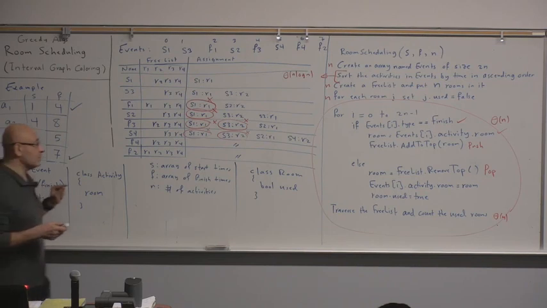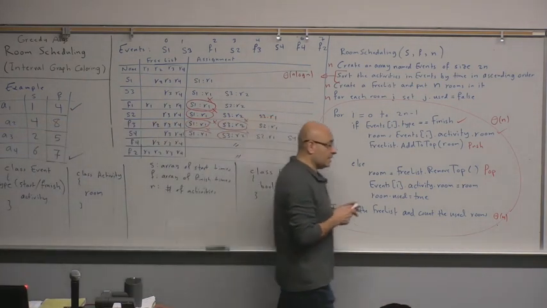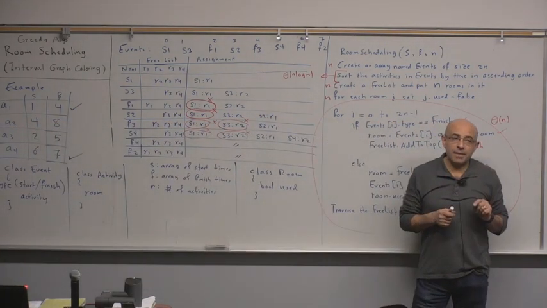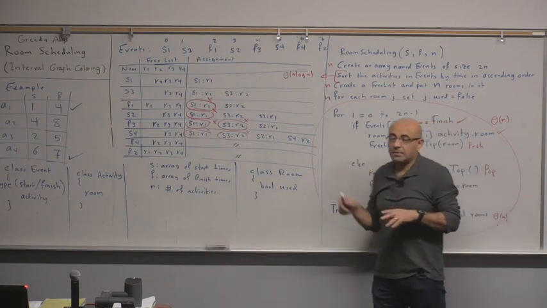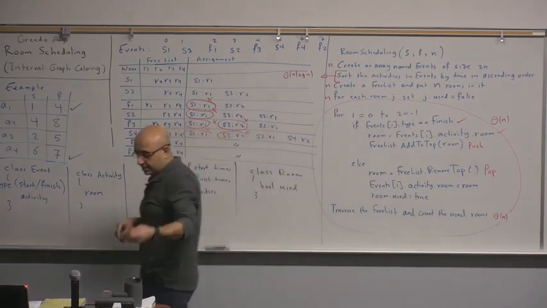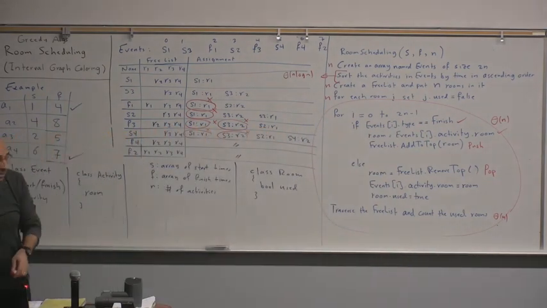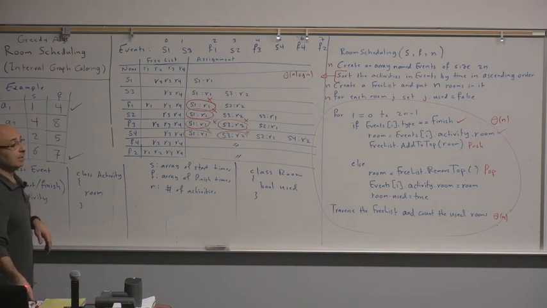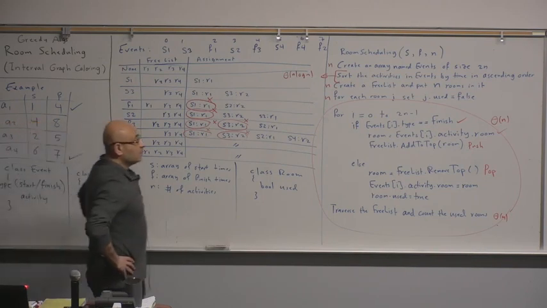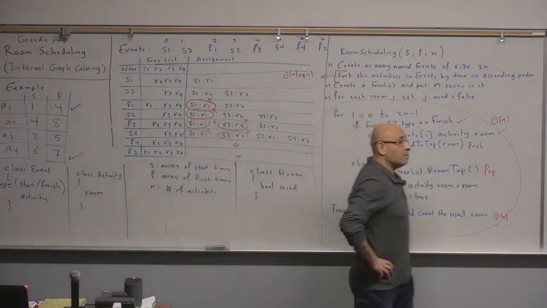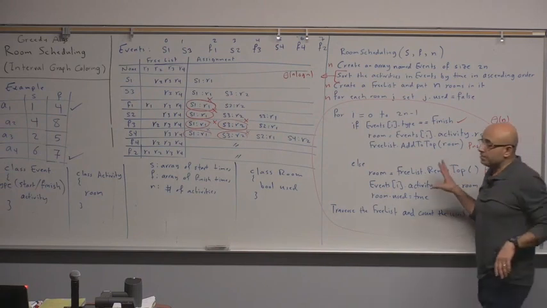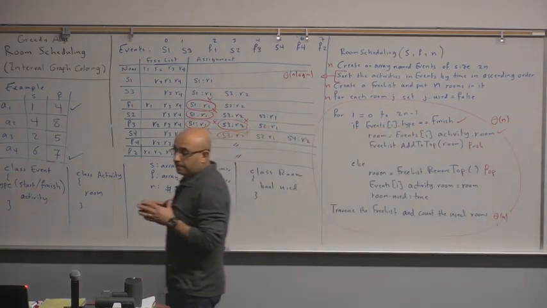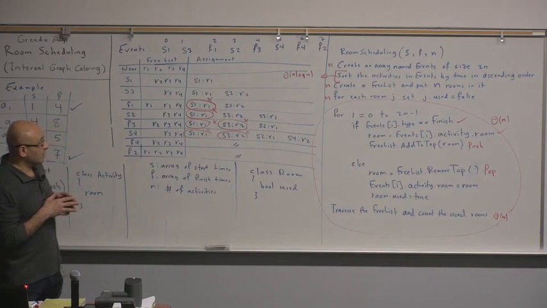Well, the number of rooms that we are using is going to be equal to the maximum number of conflicts that we get at any point in time. So in fact, this is going to be the next issue, which is the proof of correctness. How do we prove that this is optimal all the time? So in fact, this can be proved much more easily than the activity selection problem. This can be proved using a bounding argument.